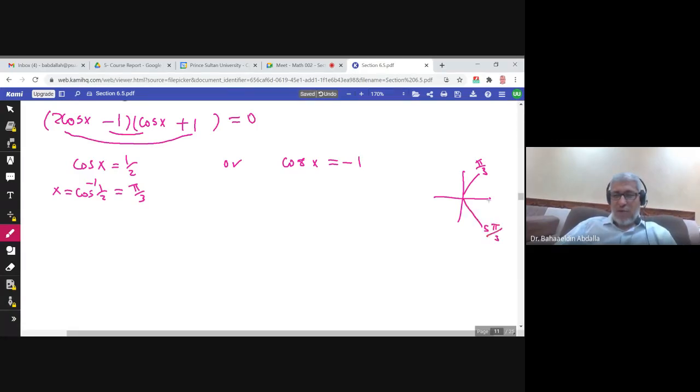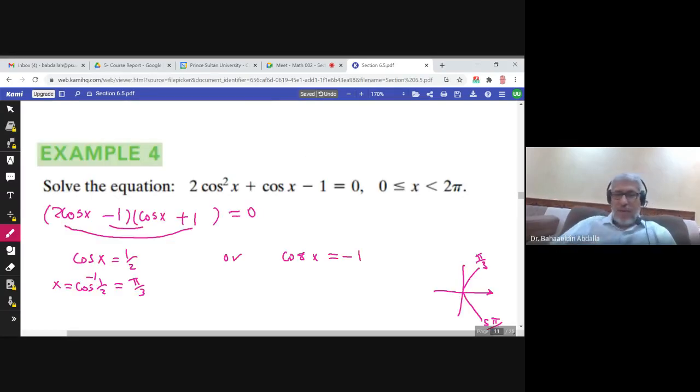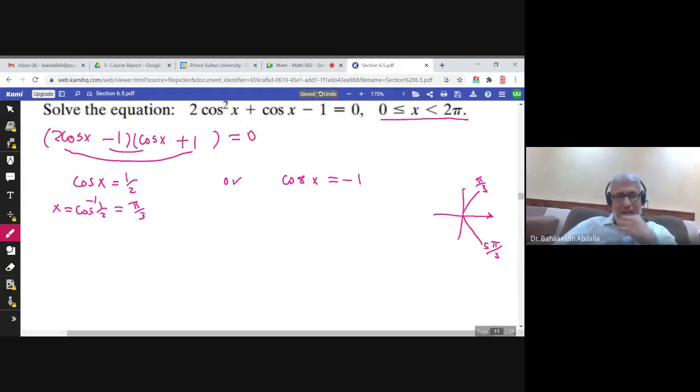Now, why did I choose these two? Because the cosine is positive, okay? Remember, he says solve the equation here in the first revolution only. So the solutions of this equation, x is pi over 3 and 5 pi over 3, because cosine is positive in the first and the fourth quadrant.